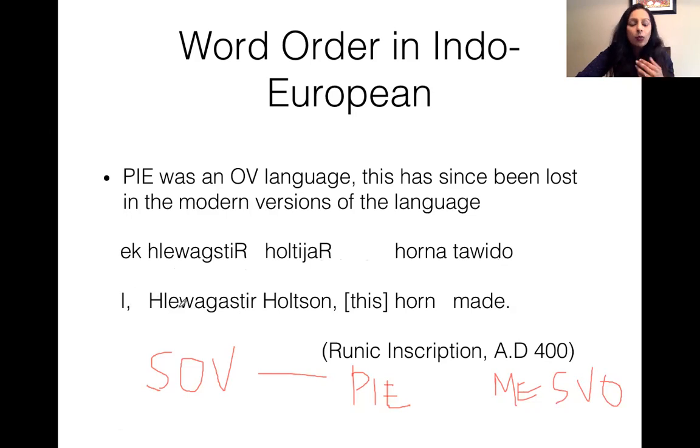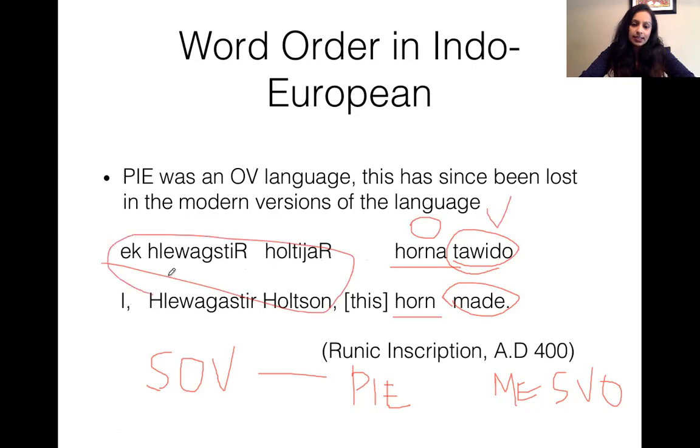And I've given you an example here from a runic inscription from 400. I, Hlewagastir Holtijar, horn made. So tawido is the verb made, and the object is horn. So this is the object and this is the verb, and this is the subject, right? So SOV verbal pattern.